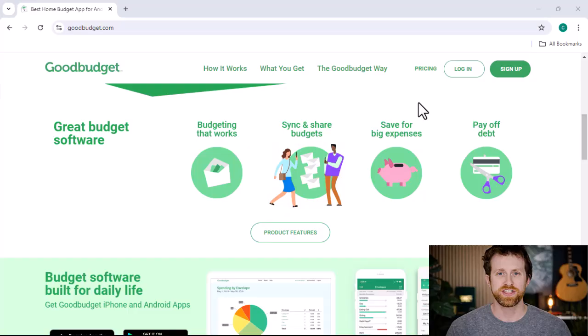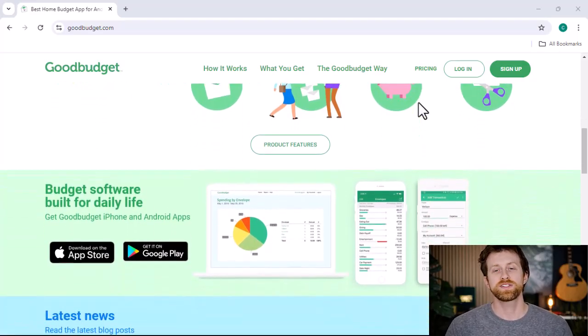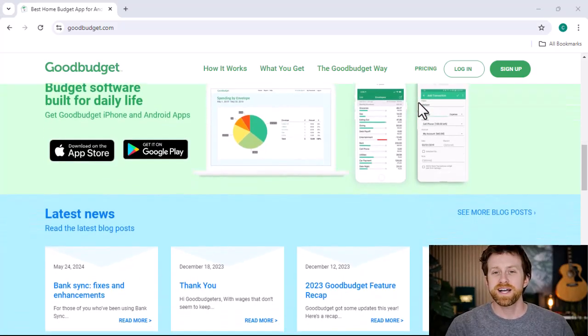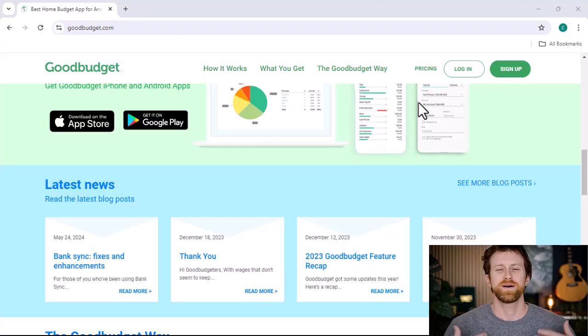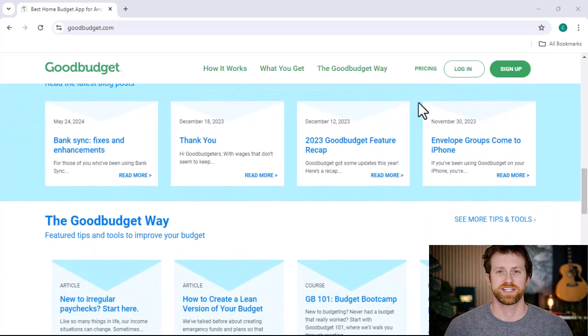When transitioning into a new month, Goodbudget gives you flexible options for handling leftover funds. You can choose to roll over any remaining balance into the next month to build up your savings, or perform a complete reset to start fresh depending on your financial strategy.